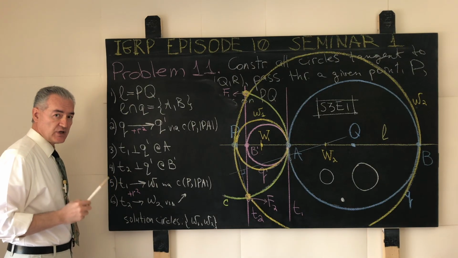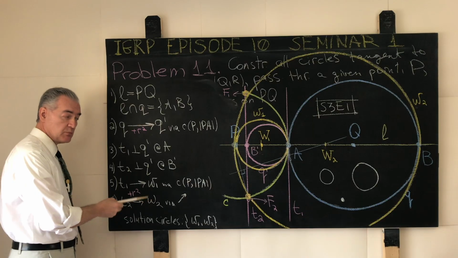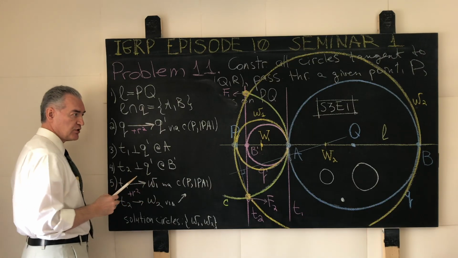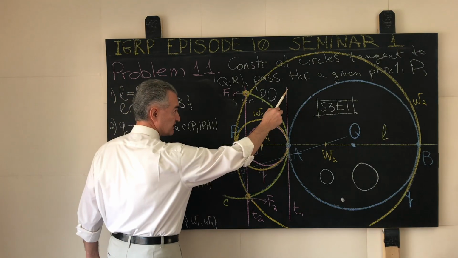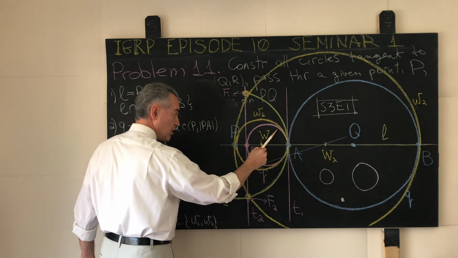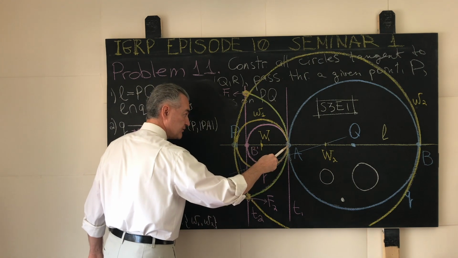We know how to do that. This is a previously solved problem, and it is a trivial problem because we know how to construct straight lines that are tangent to a given circle through a point that is located on that circle.